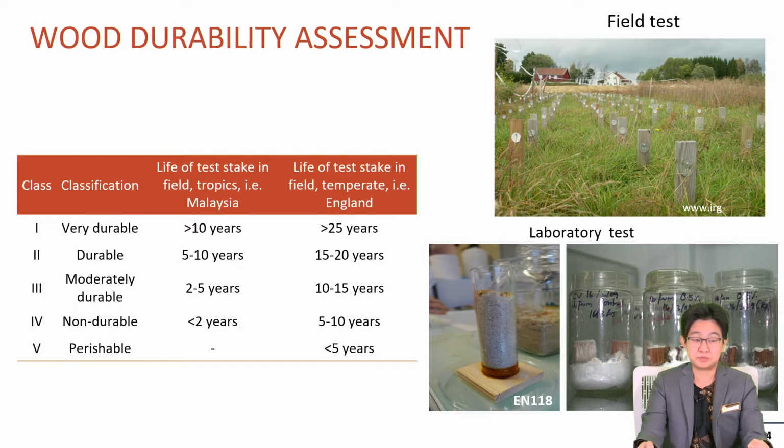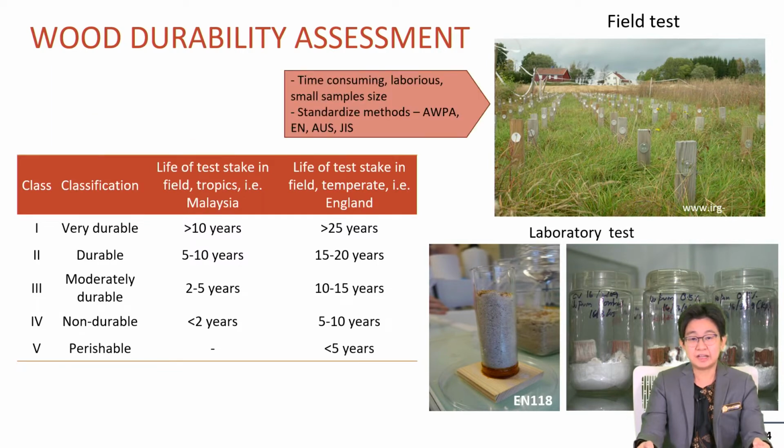However, for tropical countries like Malaysia, we only have 4 classifications, and the life span is shorter compared to the temperate due to our extreme weather and the existence of various organisms that can degrade the timber. This method is highly time consuming, where it can take from months to years before we can assess the durability, laborious, and only uses a small sample size, which might not represent the durability of the species. And there are also various standardized methods based on the region, such as the American standard, the European standard, as well as the Australian and the Japanese standard.